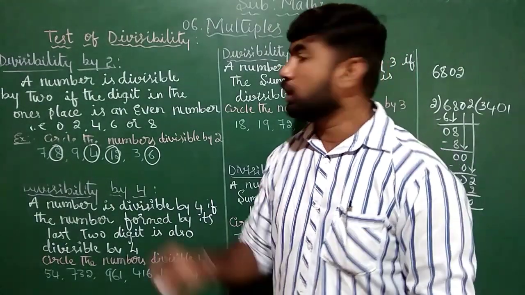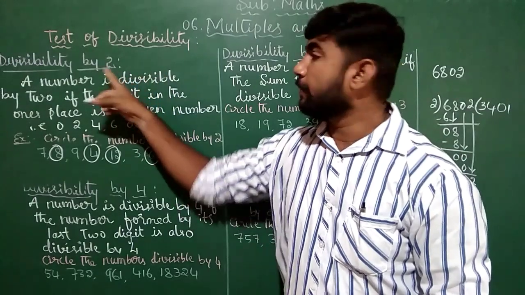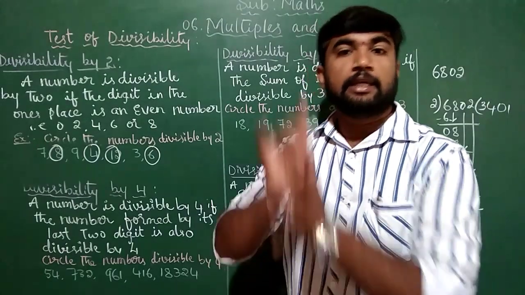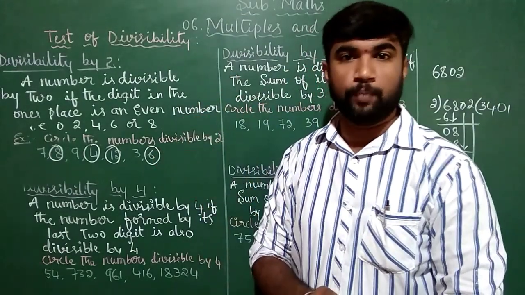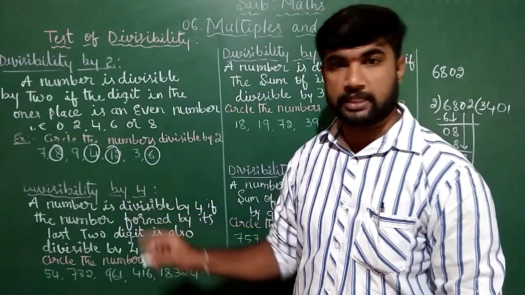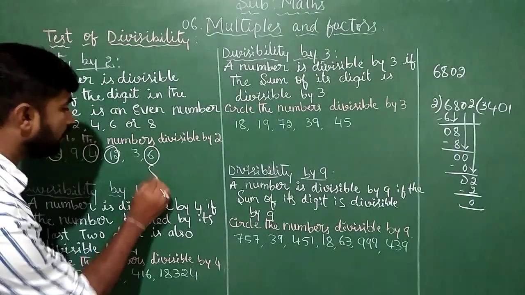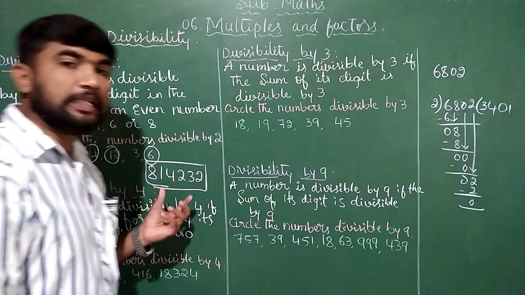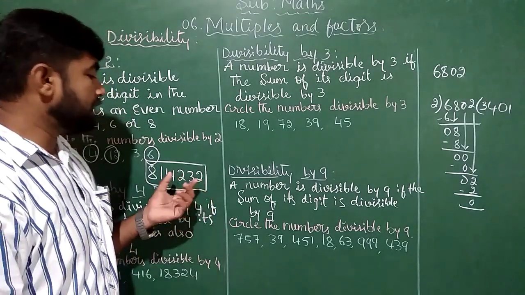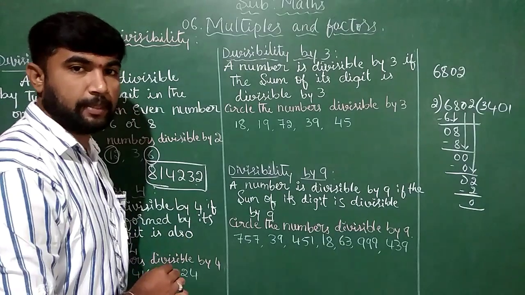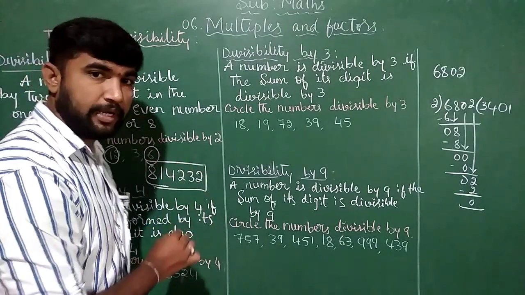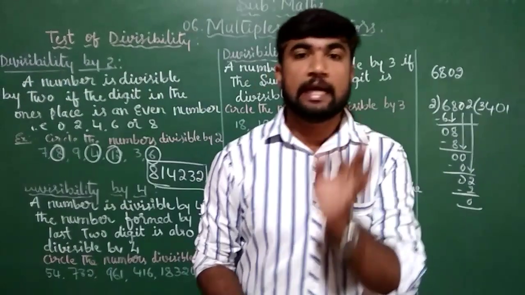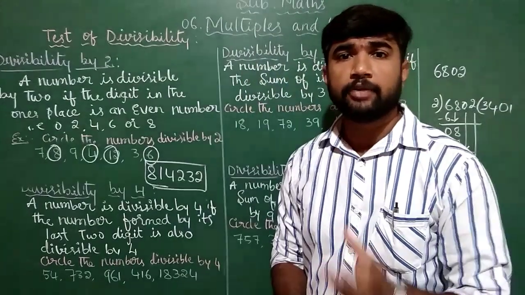I hope you understood how to check the test of divisibility by 2. If the number in the ones place is an even number, then that number is exactly divisible by 2. Here I gave only two digits. Suppose I gave 814232, check whether this number is divisible by 2 or not. Easily you can check. How? By checking the ones place. In the ones place there is an even number. So this total 8,14,232 is exactly divisible by 2. Like that you can check.